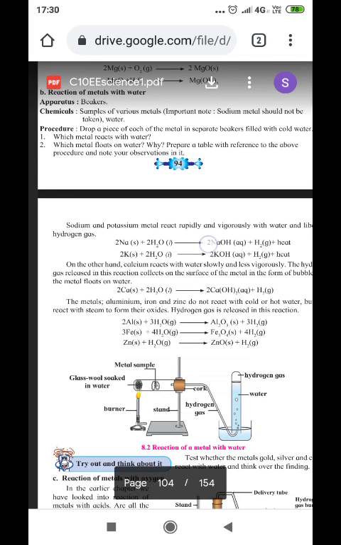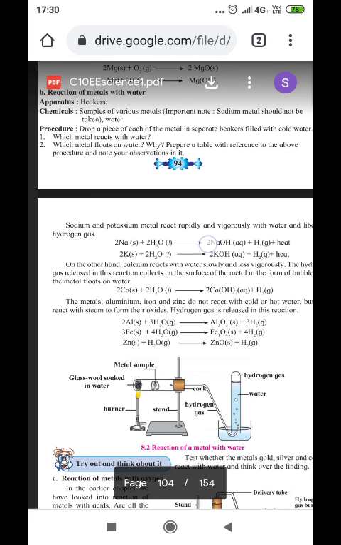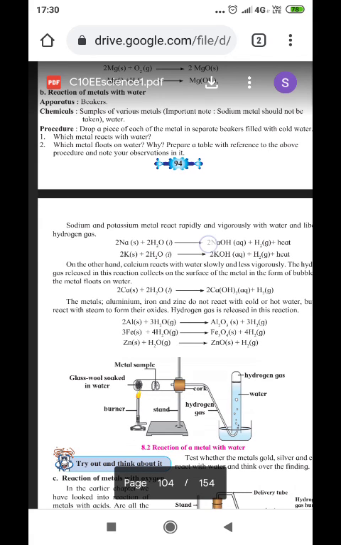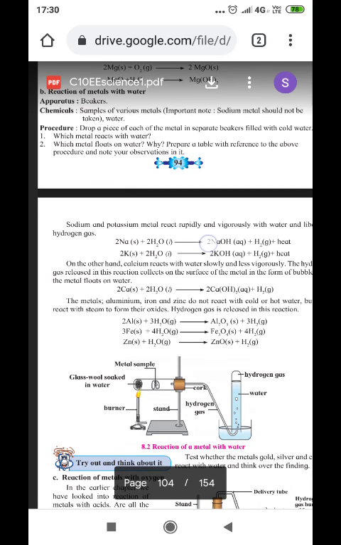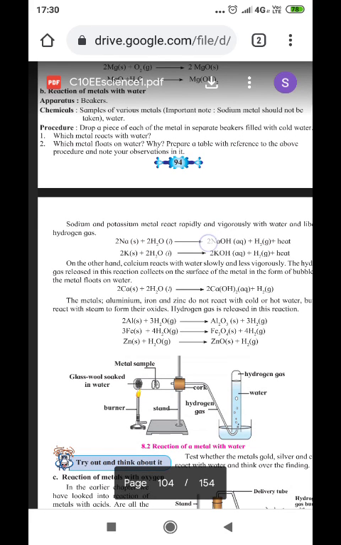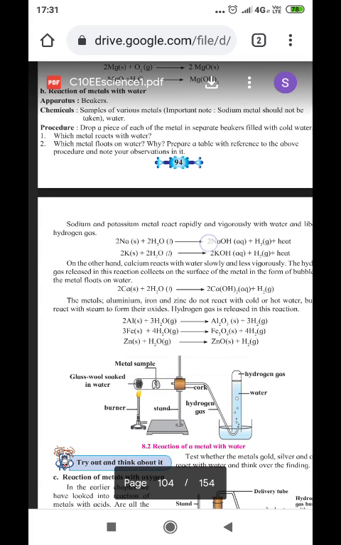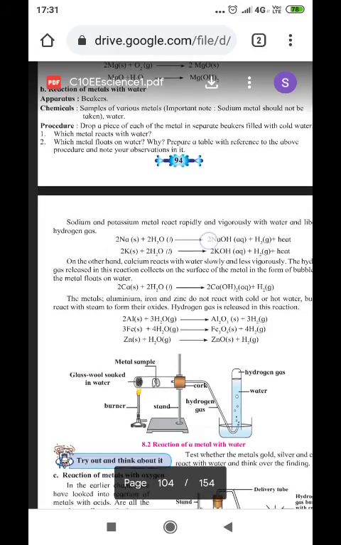Now, which metal floats on water? Calcium reacts with water to form calcium hydroxide. When calcium reacts, bubbles are formed. Calcium gets stuck to the bubbles, and the bubbles come up to the surface, and therefore it appears to us that calcium is floating on the surface of the water. Actually, the calcium is attached to the bubbles, and as the bubbles come up, the calcium also comes up, and it appears that calcium is floating on the surface of the water.